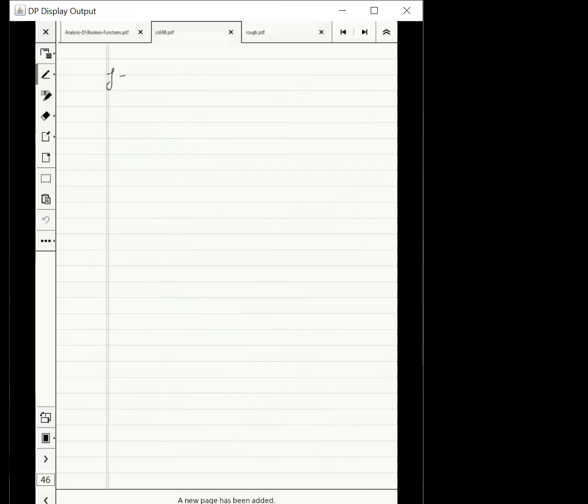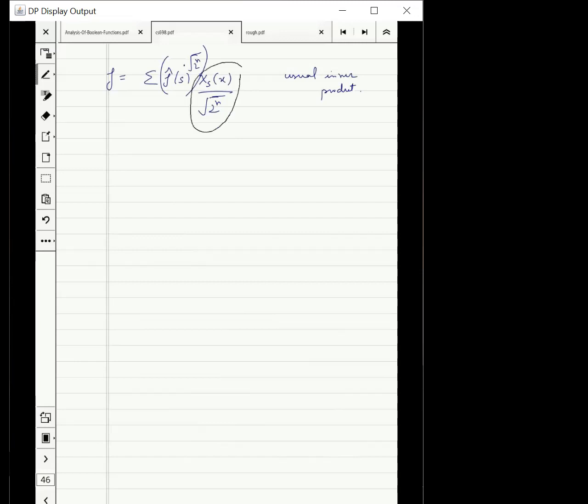Now summation f at s chi s x, right? I am writing it in terms of vectors, but these vectors are not orthonormal in the usual inner product. So in the usual inner product, if I want to make them orthonormal, I should just divide them by square root of 2 to the power n. That's okay. That doesn't change things. So now, in the usual inner product, these things are orthonormal. That means if I do inner product on one side, this will be equal to inner product on the other side with these being the coefficients.